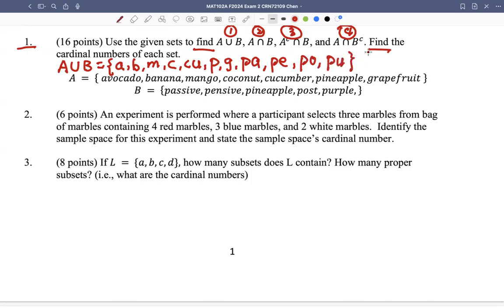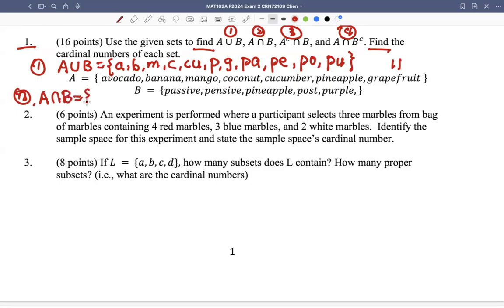Right. Then we need to find the cardinality or cardinal number of this set. So count how many distinct elements we have. 1, 2, 3, 4, 5, 6, 7, 8, 9, 10, 11. So just write down 11 on the side, so I know you mean the cardinal number. So that's the first one, A union B.